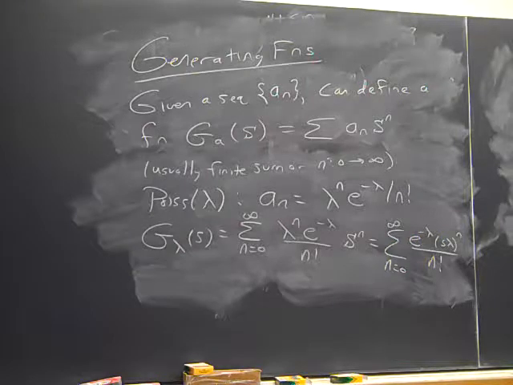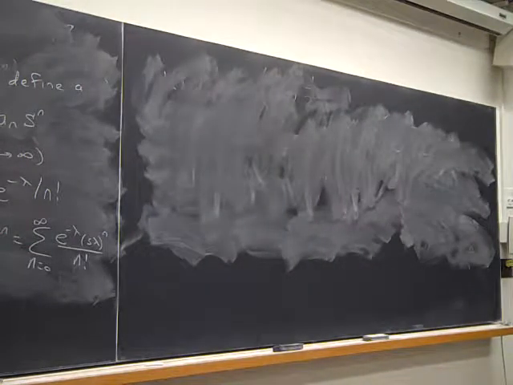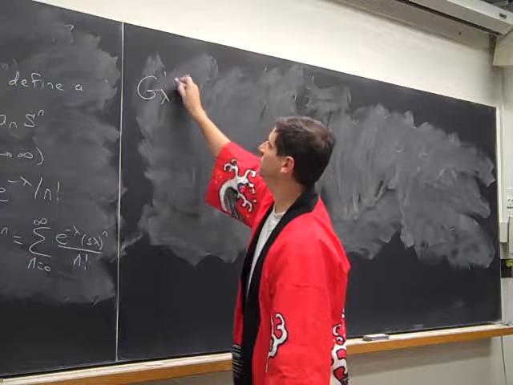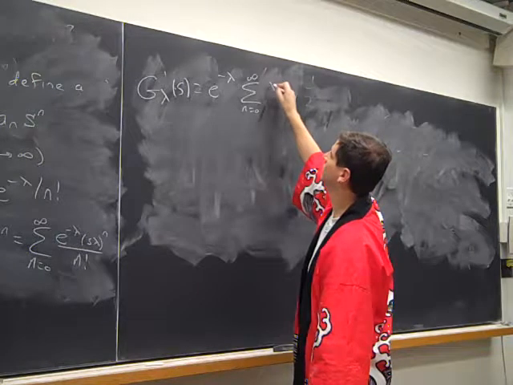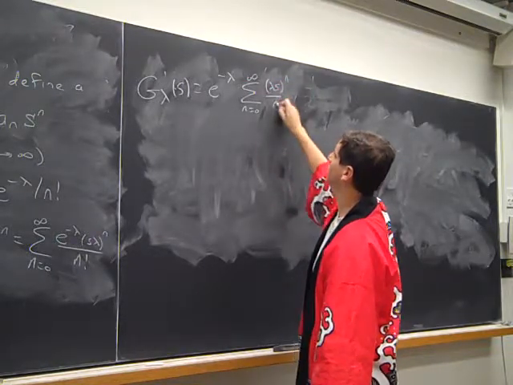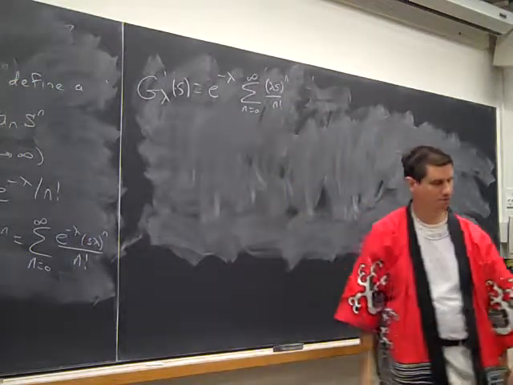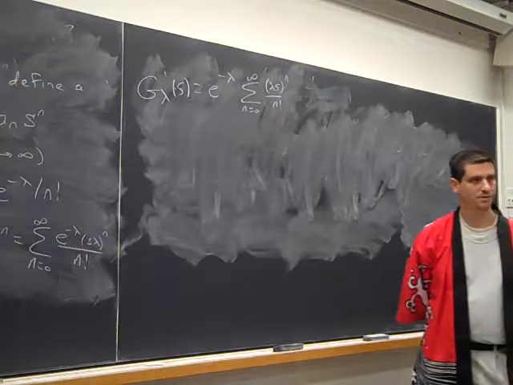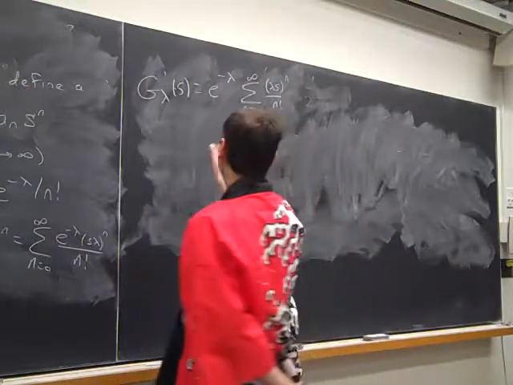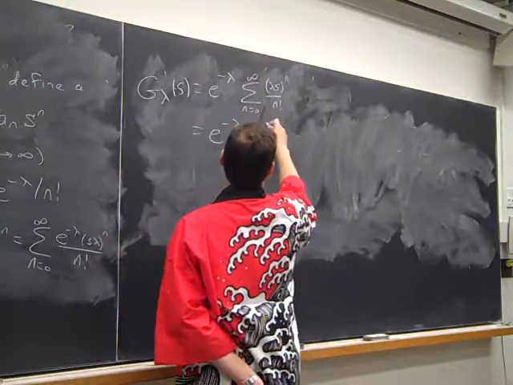Now that they're hanging out, what do you think? Can you evaluate this? So what does it equal? So g_lambda of s is e to the minus lambda, the sum, n goes from 0 to infinity of lambda times s to the n over n factorial. What's that sum equal? e to the lambda s. So this is just e to the negative lambda, e to the lambda s.